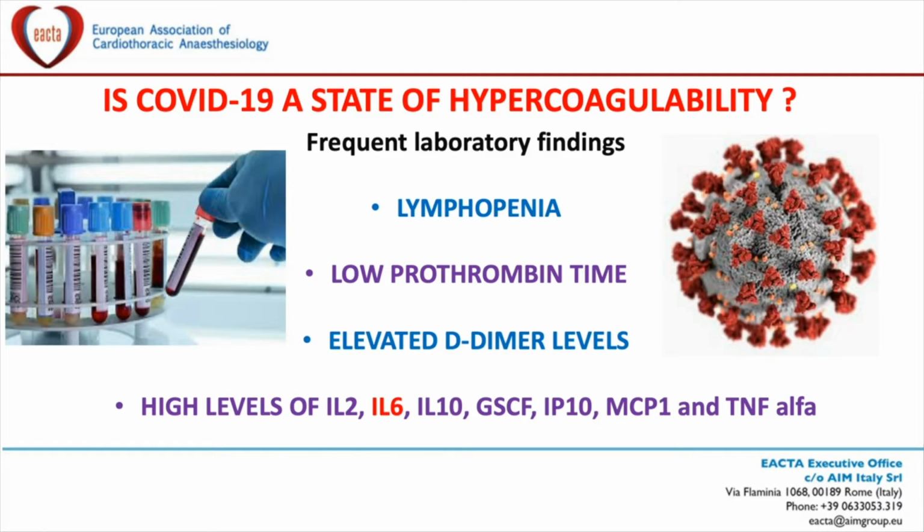The scientific community has wondered if COVID-19 may be classified and defined as a state of hypercoagulability, and the early epidemiological studies on Chinese patients affected by SARS-CoV-2 virus had already shown possible hemostatic disorders. So let's start from the most frequent laboratory findings in an ICU COVID-19 patient: lymphopenia at the blood count test, generally a low prothrombin time and high D-dimer levels at coagulation tests, and high levels of interleukin-2, interleukin-6 in particular, and tumor necrosis factor alpha.